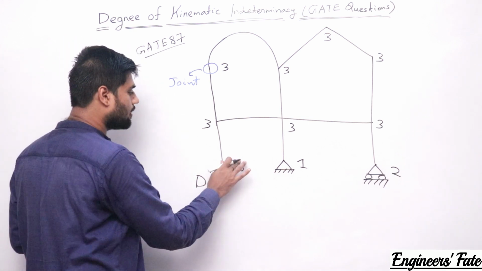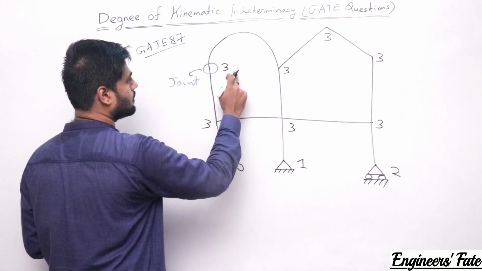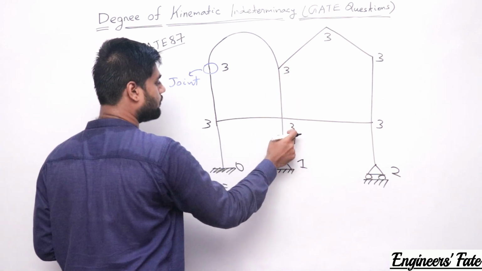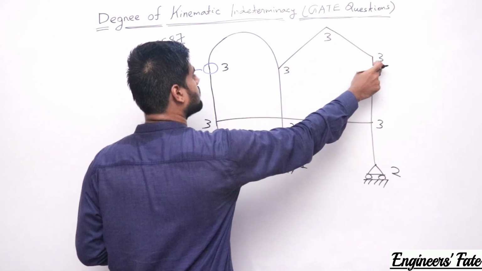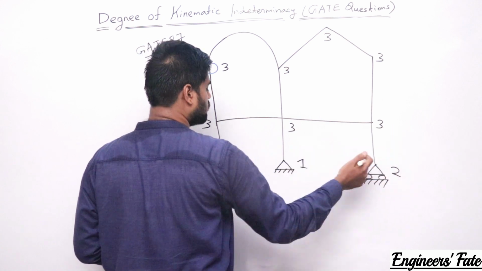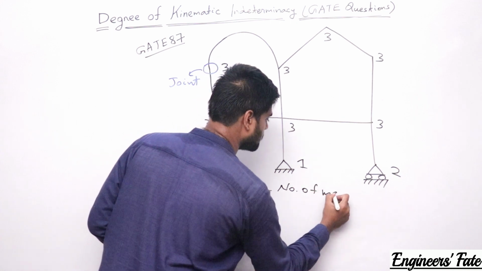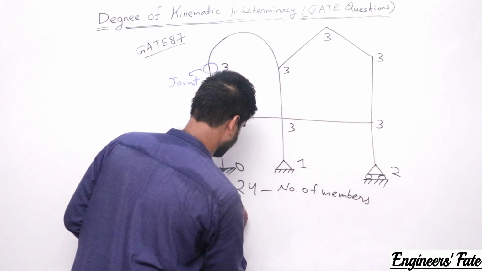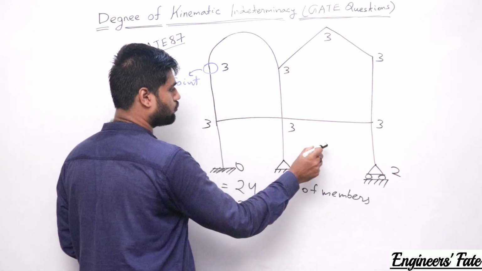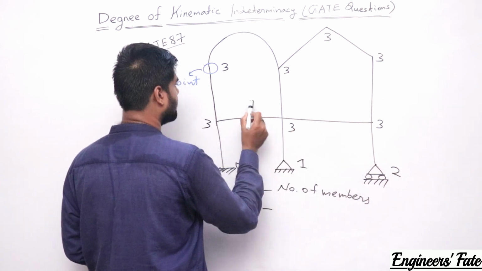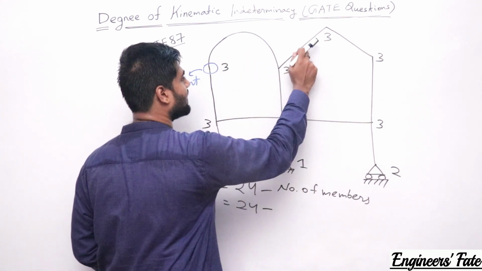So let's find dk. So 0 plus 3, that is 3, 3 plus 3, 6, 9, 12, 13, 16, 19, 22, 24. 24 minus the number of members. So find the number of members. 1, 2, 3, 4, 5, 6, 7, 8. This is a member. 9, 10, 11.